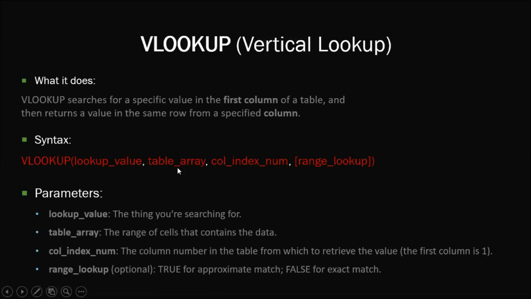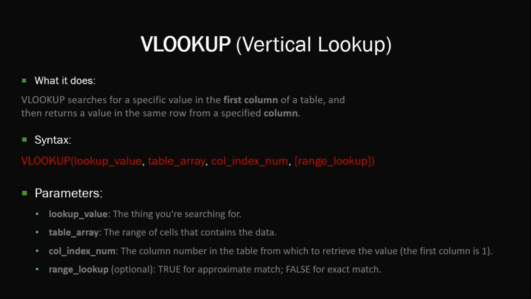Then the table array is the range, or the cell, or the entire table where the thing that you're looking for is supposed to be found. Like if you misplace your phone in your house, your phone is the lookup value, then the table array is your house, because you're sure that the phone is in your house. You go to your kitchen, you look for it in the sitting room, in the bedroom, even in the toilet, everywhere.